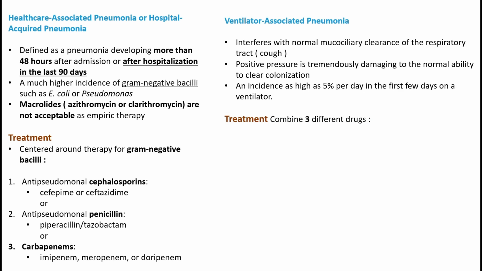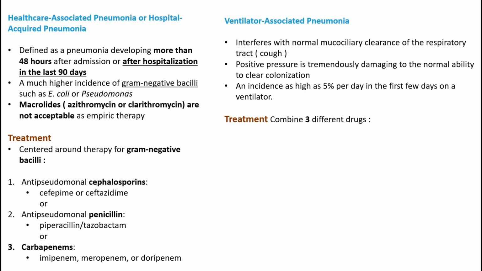Regarding the ventilator-associated pneumonia, the ventilator interferes with the normal mucociliary clearance of the respiratory tract. The positive pressure is tremendously damaging to the normal ability to clear the colonization. That's why the incidence is as high as 5% per day in the first few days on a ventilator.